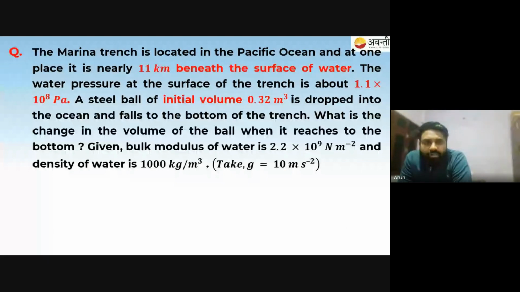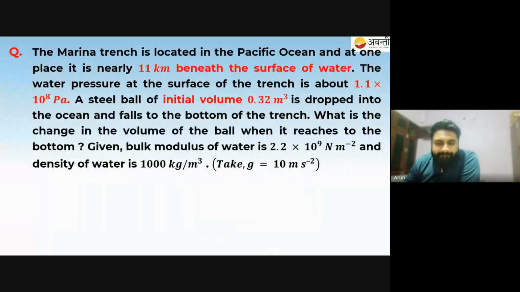Now, why will this change in volume occur? Because the pressure will increase if you increase the depth. And as this ball goes to the Marina Trench, which is 11 kilometers beneath the surface, you have increased the depth, so the pressure will increase. That change in pressure will cause a change in volume of that ball.